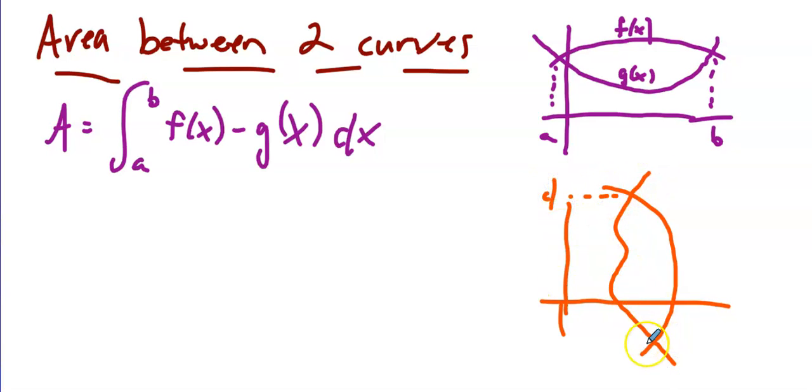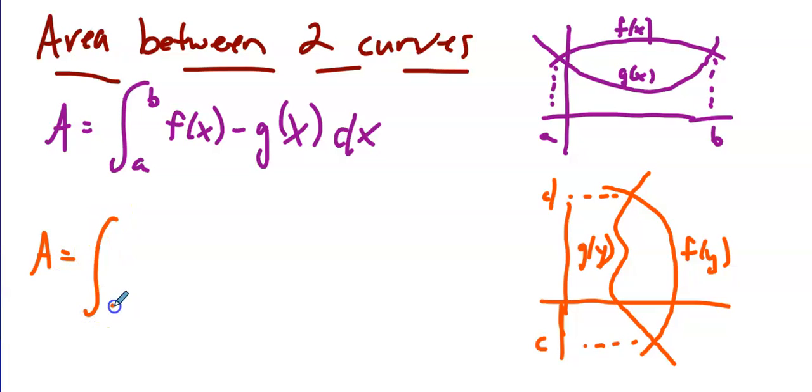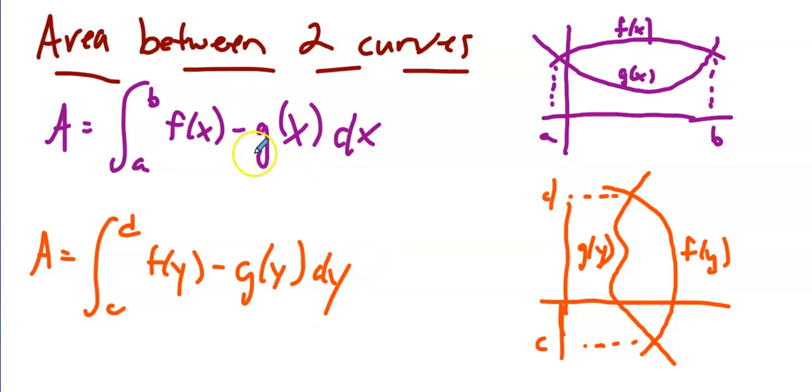Then this is going to be D. This is going to be C. This is going to be f of y, and this is going to be g of y. The area of the shaded region is going to be from bottom to top, C to D, of our right function minus our left function. And notice that this is all in terms of x, this is in terms of y. So these are going to be our x values, these are going to be our y values. And that is our summary for this. That's it.